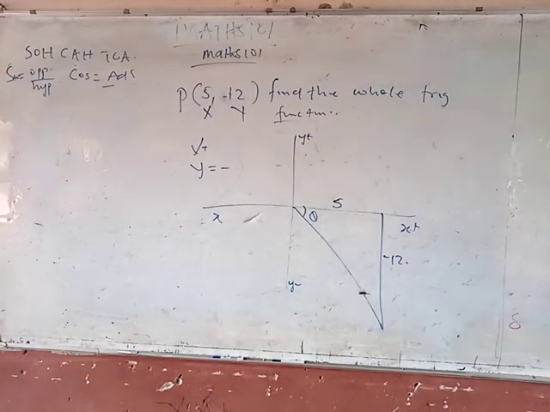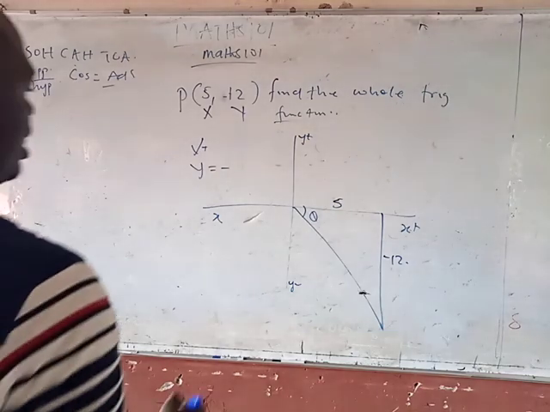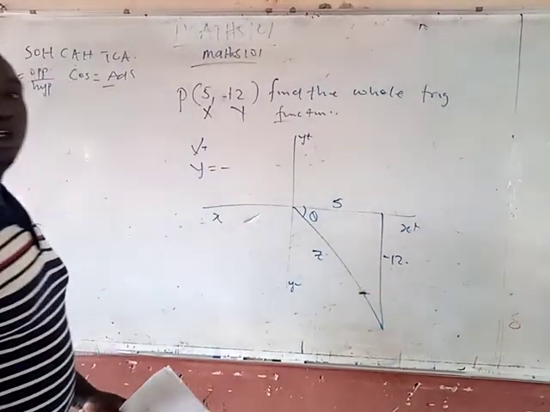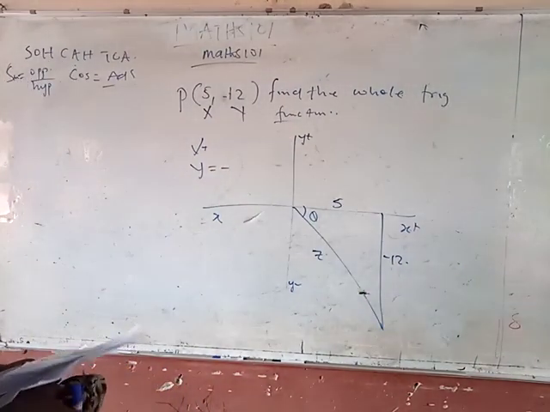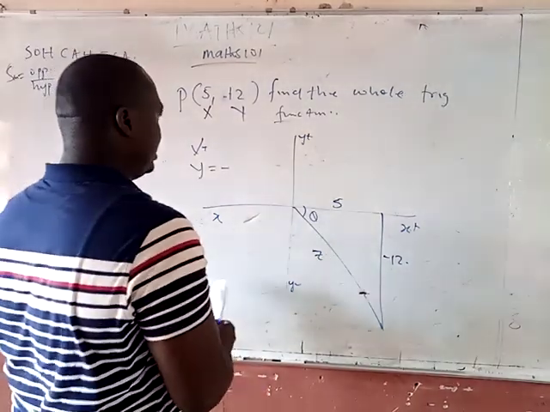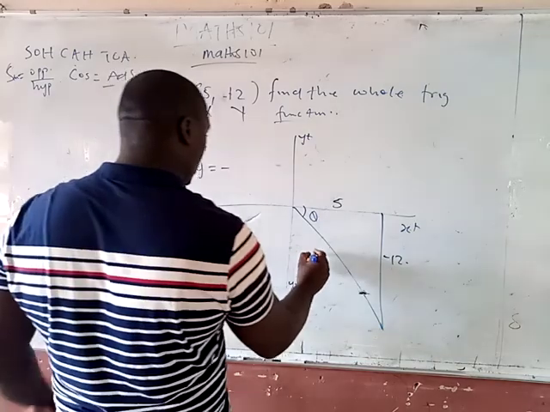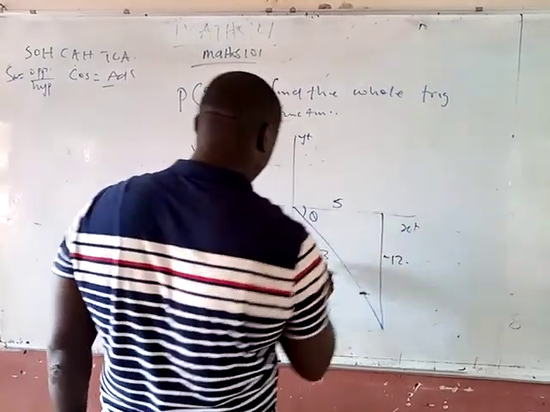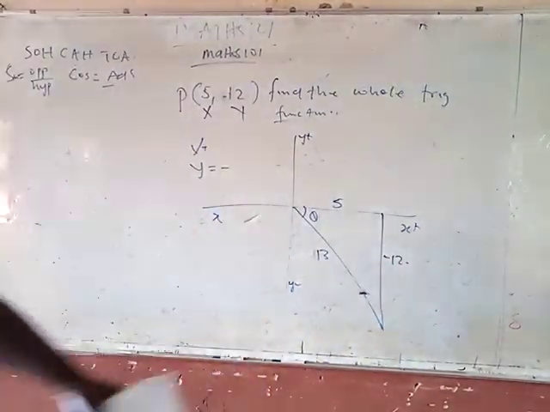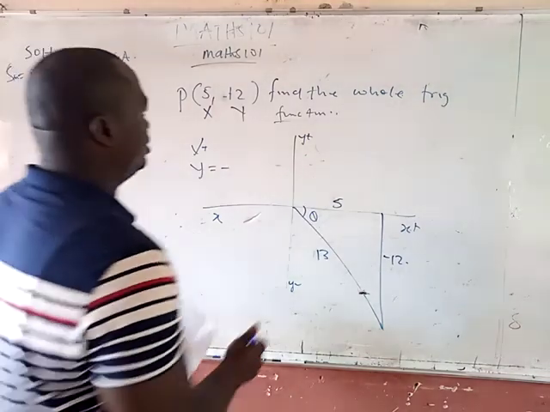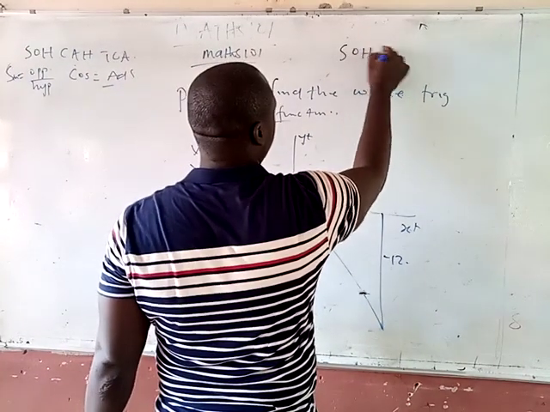Can you use Pythagoras? Please pause the video, use Pythagoras to get the remaining side. Let me call this place z. Can you find z? Pause the video, try it on your own. If you use Pythagoras, your answer should be 13. Now that you have all the sides, the next thing is to find the whole trig function. Remember SOHCAHTOA.